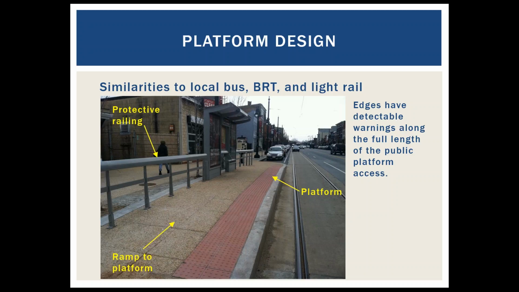Again, when you do have that elevated platform, you have that protective railing. If it's elevated from the sidewalk, you have your ramp, which has to meet ADA requirements. And your platform, too, has to meet your ADA requirements with the accessible pathway along the length of the ramp, and then having the truncated domes to differentiate the boarding area as well.